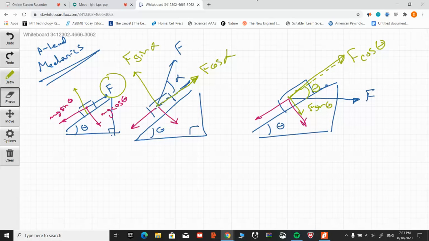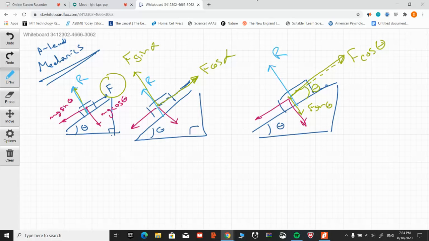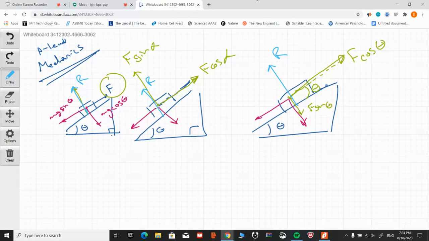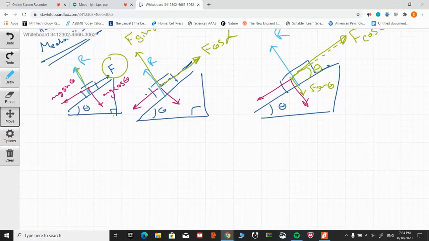Once we're done resolving, we can forget about the main force, the F Newton. Then we can incorporate the normal contact force R, and then look at what is happening in each diagram, in each case. So that is what we talked about last time around. Hopefully you have some understanding of that by now.